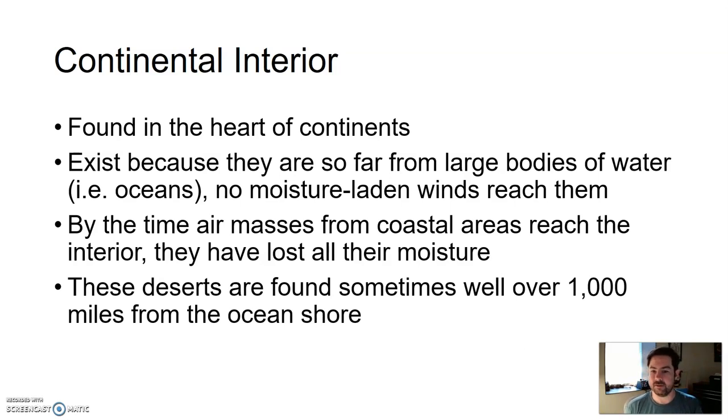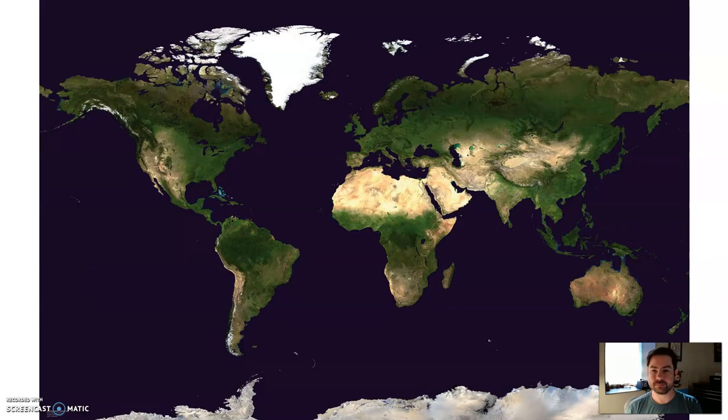These deserts are found sometimes well over 1,000 miles from any ocean shore. So these really only exist kind of in one-ish spot. Asia is just so large. There's parts of Asia that are just so far from the ocean as you're getting way up into the interior of Asia that no moisture-rich air can get to them.